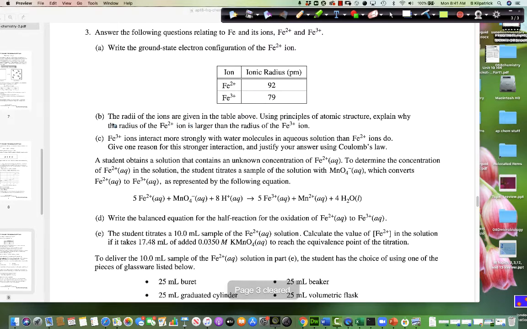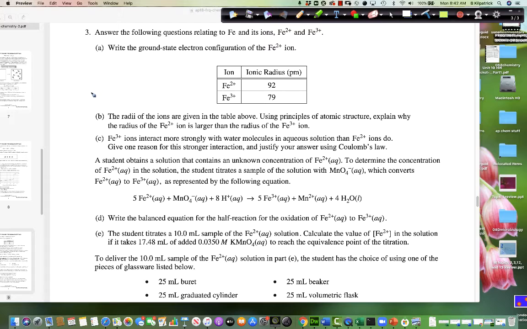Alright, so the next question is asking you to compare the ionic radius. So anytime you are talking about periodic trends, and that could be the radius, that could be electronegativity, that could be ionization energy, you have to talk about 2 things. Okay, talk about the nuclear charge. So what's the magnitude of the nucleus, like the charge of it? So how many protons do you have essentially?